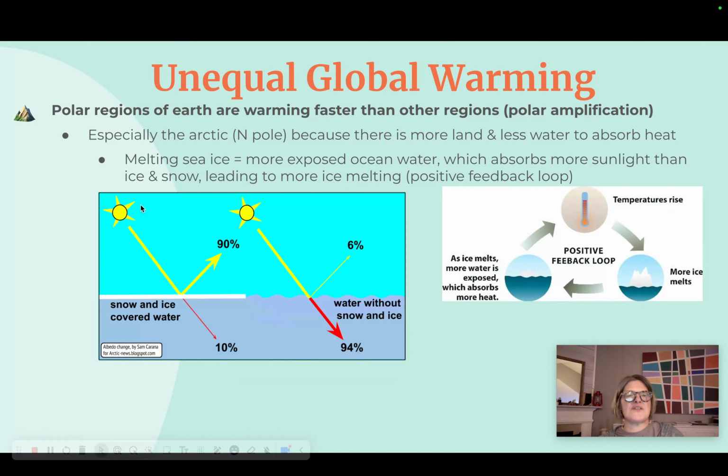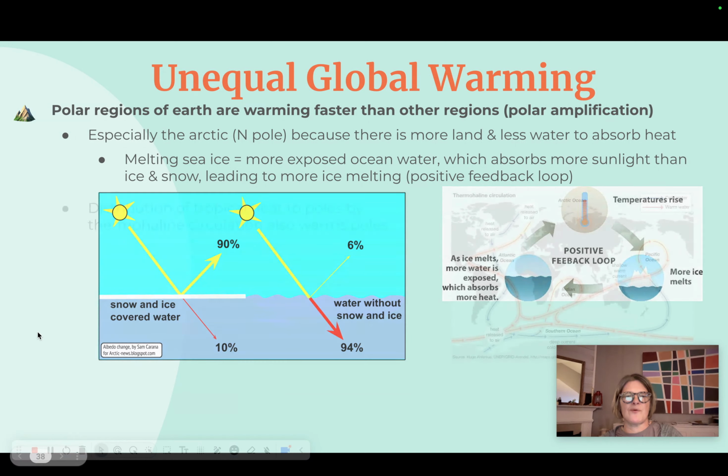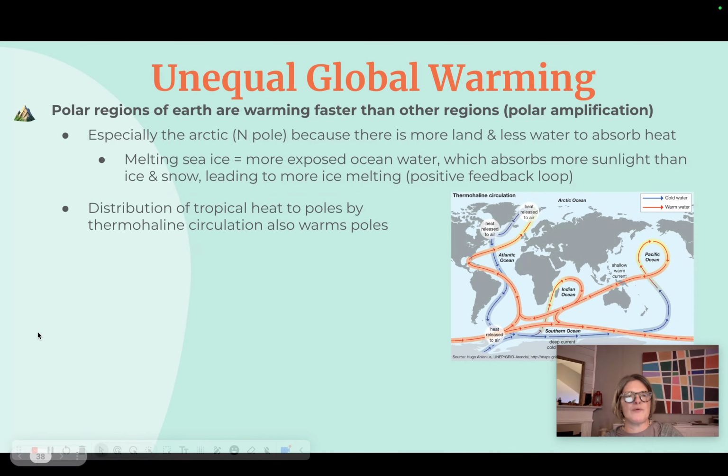And then essentially, with these Arctic regions, the melting sea ice means that there's going to be more exposed ocean water, and this absorbs more sunlight than ice and snow. So it's going to lead to even more ice melting. That's just another positive feedback loop: that melting sea ice is just going to get worse and worse. It's going to get further and further away from normal. Again, that's why it's a positive loop.